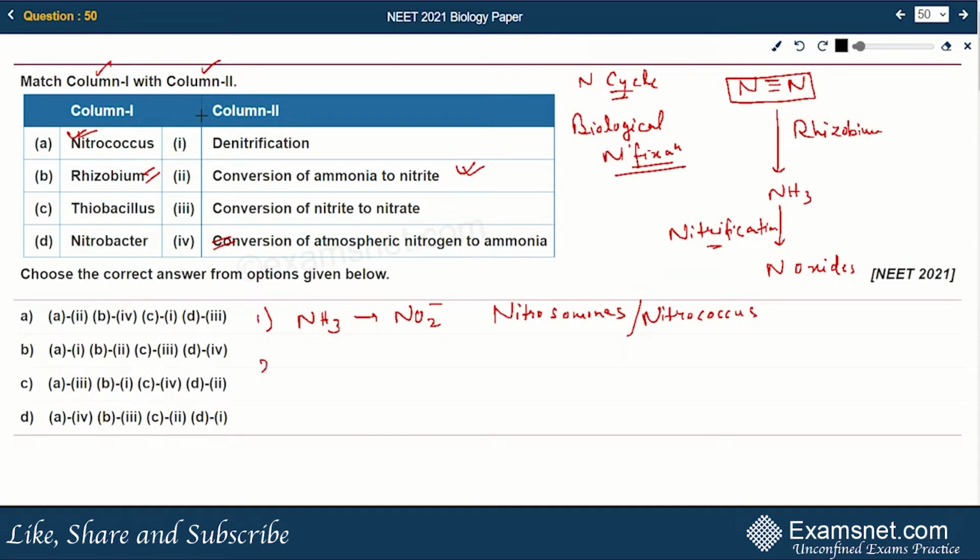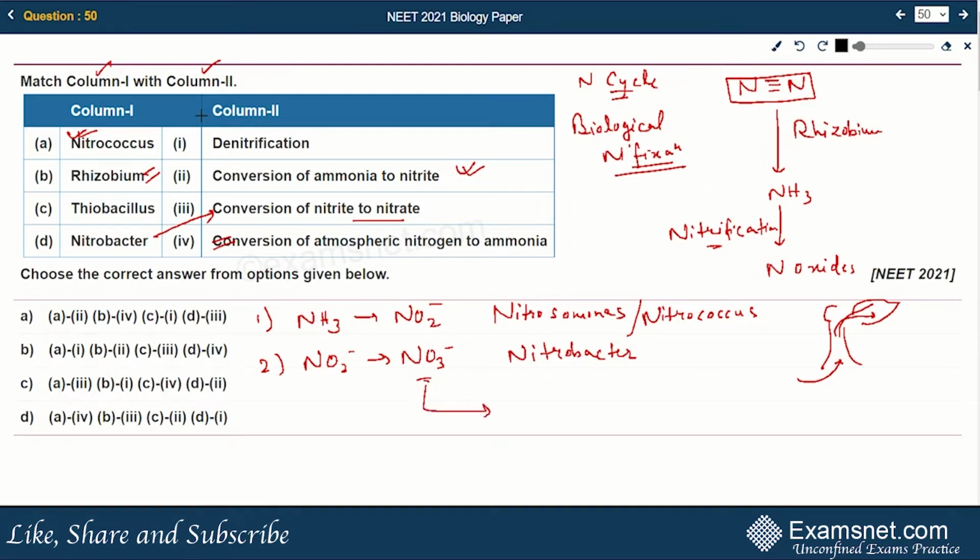In the next step, nitrite is converted into nitrate, that is NO3 minus, and the bacterium involved in this process is Nitrobacter. So the correct match for Nitrobacter will be conversion of nitrite to nitrate. Understood? Now this nitrate will be absorbed by the plants and transported to leaves. There is also a reverse process by which the nitrate present in the soil is converted back into nitrogen, and this is known as denitrification.